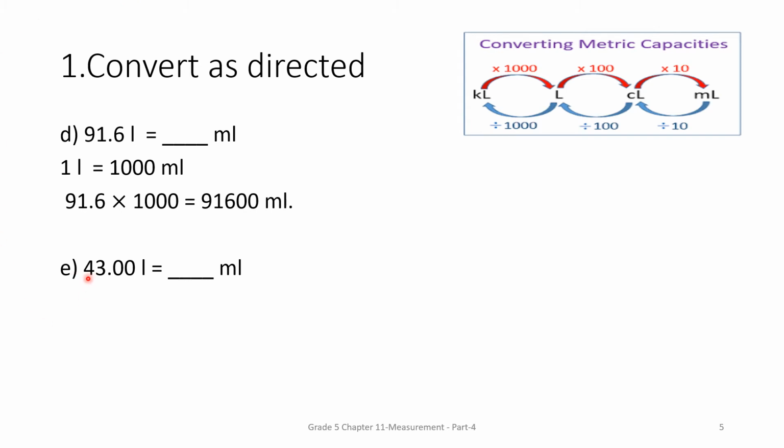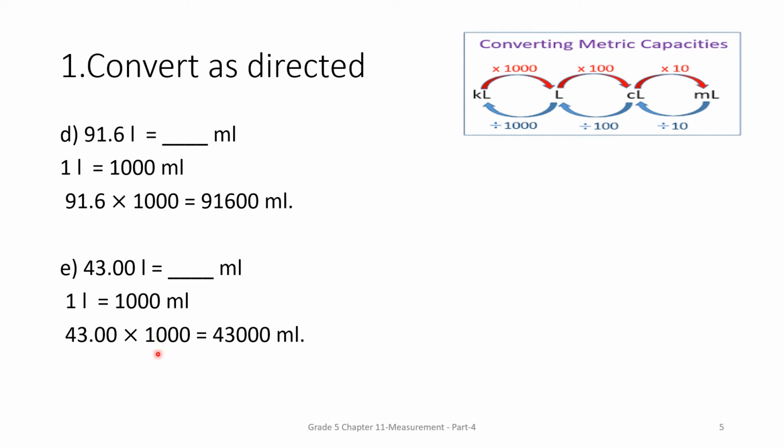Okay. Now we will see one more sum of question number 1, that is sum number E, and we have question as 43.00 liter equal to how much milliliter. Again we have to convert liter to milliliter, and we know that 1 liter equal to 1000 milliliter. So how much will be 43.00 liter? So for that we have to multiply 43.00 with 1000. Okay, again comes the concept of multiplication by 1000, where we will count number of zeros in 1000.